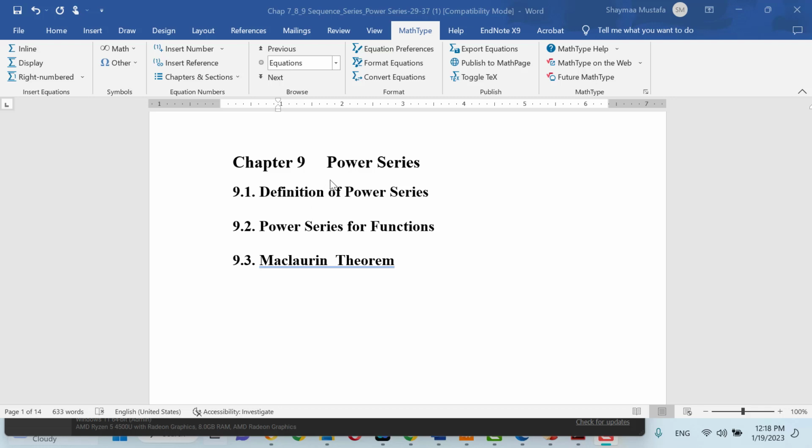Today we will start chapter 9, power series. This is the last chapter in this subject. In this chapter we will learn 3 sections: what is the meaning of power series, how we can calculate the power series for a function, and Maclaurin theorem.